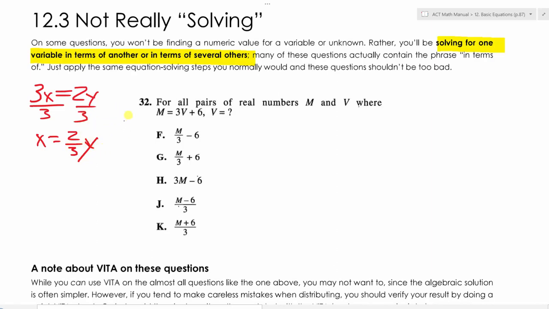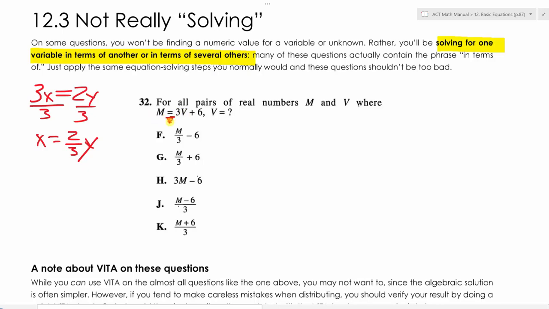So there are going to be some questions where you have to simply manipulate, where you don't necessarily have to solve for a variable's numeric value. 32 is a good example. I'm going to say one more time, if you do have trouble on a question like this, you can use VITA. There are variables in the answers, so you could throw in numbers here as long as you're careful about the fact that m and v are dependent variables.